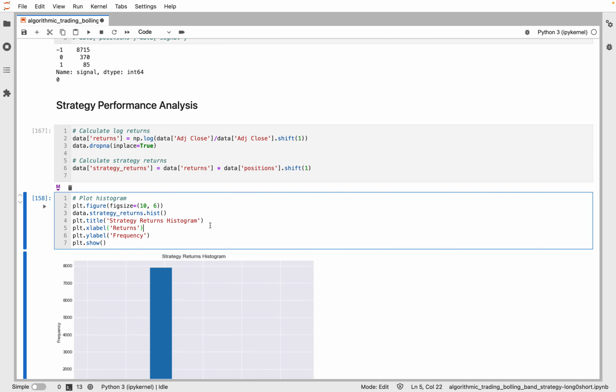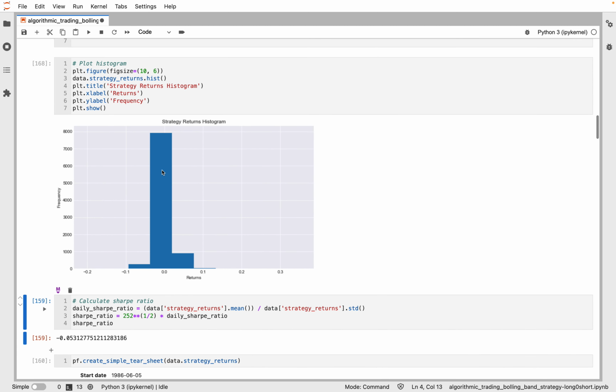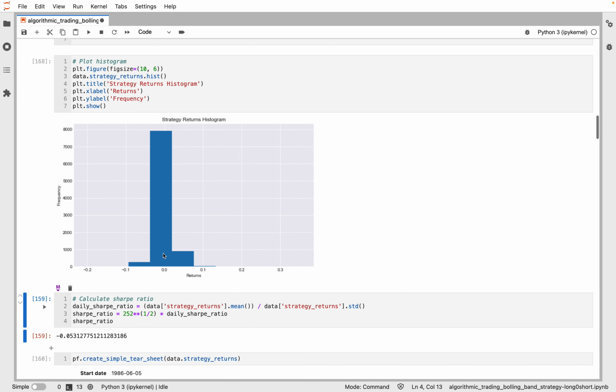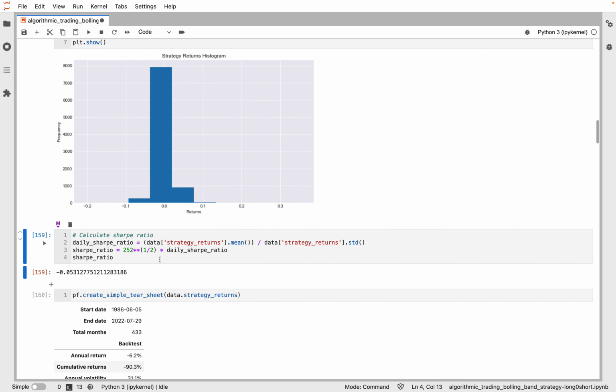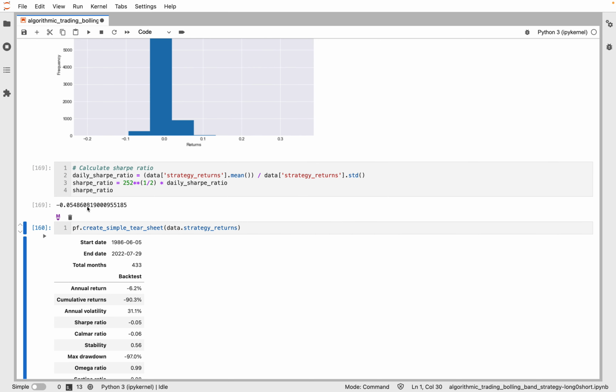We can take a look at the strategy returns histogram. As you can see, the returns are mostly 0, and we can compute the Sharpe ratio manually by taking the strategy returns mean divided by the strategy returns standard deviation. That gives us the daily Sharpe ratio. To get the annual Sharpe ratio, we just take the square root of 252, multiplied with the daily Sharpe ratio, and this gives us minus 0.054.